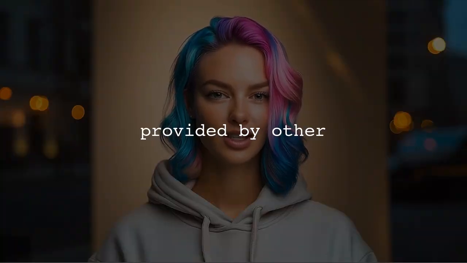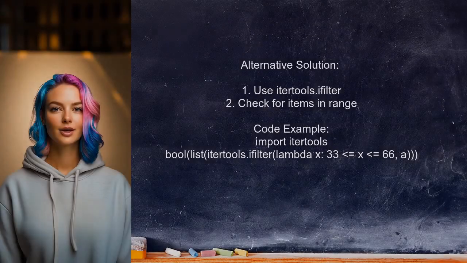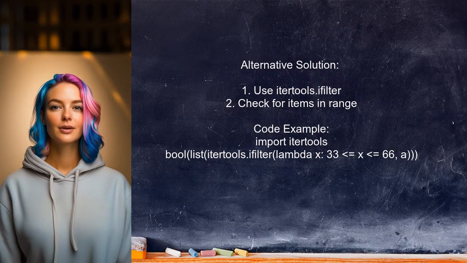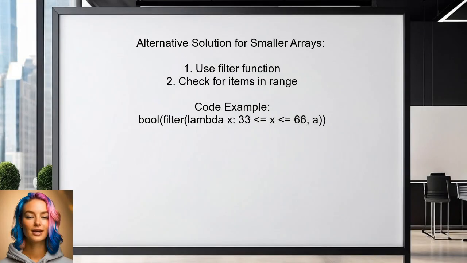Now, let's look at the answers provided by other users. An alternative approach suggested by a user involves using the itertools library. They recommend using itertools.efilter to efficiently check if any item in the array falls within the specified range. For smaller arrays, the user also mentions that a simple filter function can be effective. This method checks if any item meets the range criteria.